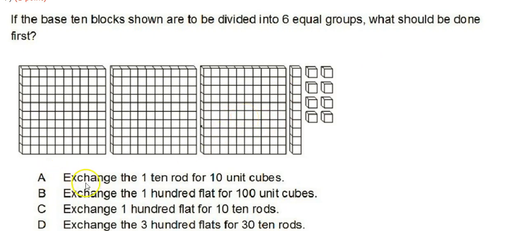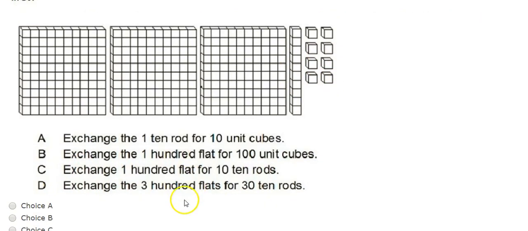Is it A, exchange the 1 10 rod for 10 unit cubes? So take this away and exchange it for 10 individual cubes. B, exchange the 100 flat for 100 unit cubes. So they say take one of these and turn them into 100 individual cubes.